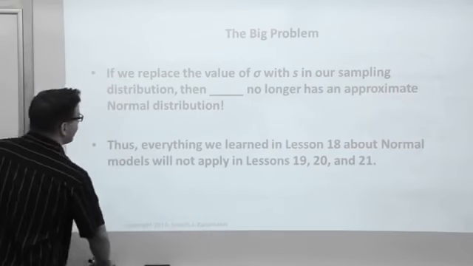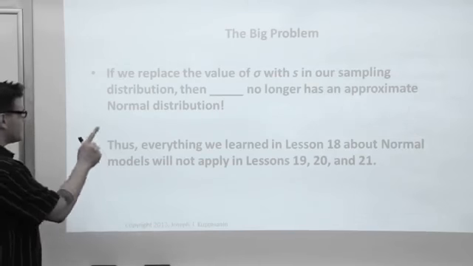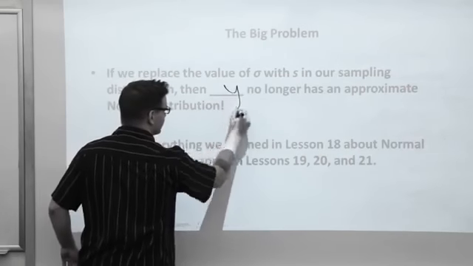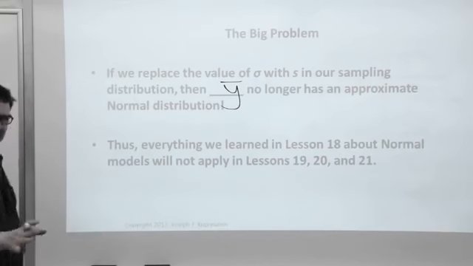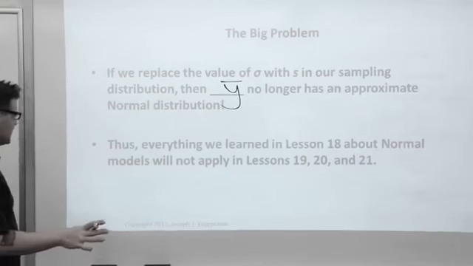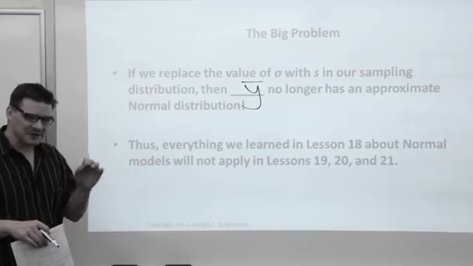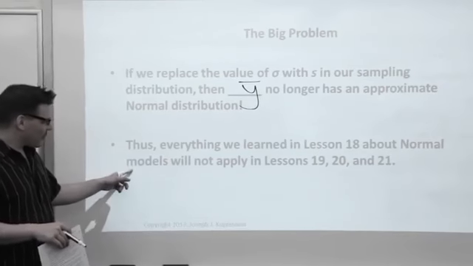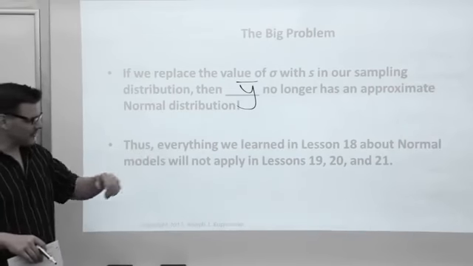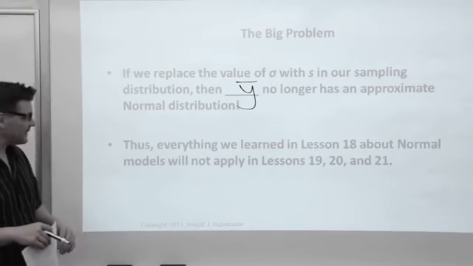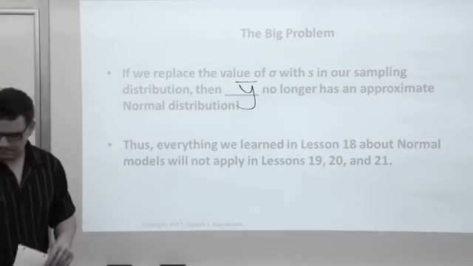So, if we replace the value of sigma with S in our sampling distribution, here's the kicker. The sample mean Y bar no longer follows an approximate normal distribution. And therefore, everything we learned in 18, which is good stuff, about normal models is not going to apply for the rest of the course. Lessons 19, 20, and 21, all this inference about sample means or population means, we have to fix the problem.